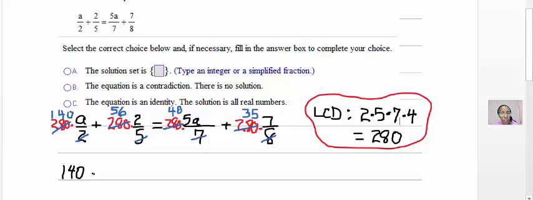The whole point here, when you multiply by this LCD, this least common denominator, is that every denominator divides into that number evenly. So this rids your problem of fractions. Alright, so now we have 56 times 2 equals 40 times 5A plus 35 times 7.